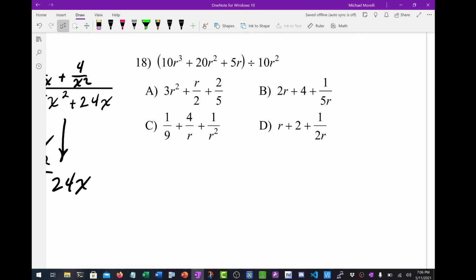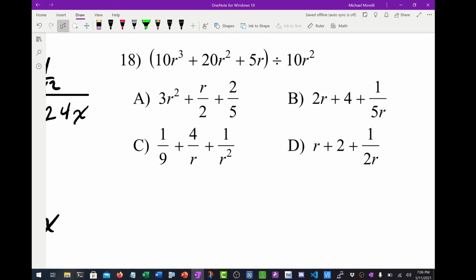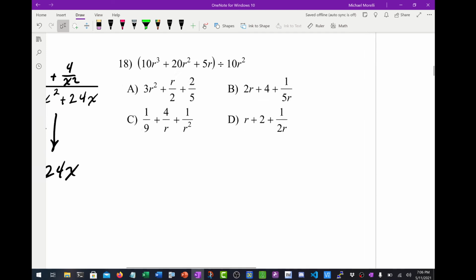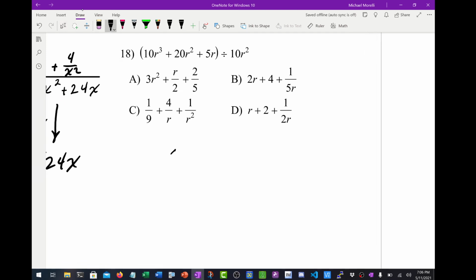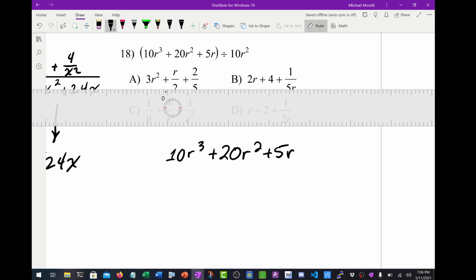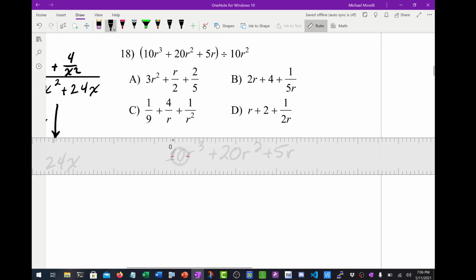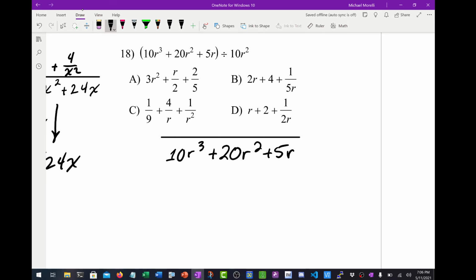And moving on to number 18. We're going to divide 10r cubed plus 20r squared plus 5r by 10r squared. So the first thing we're going to do is rewrite this: 10r cubed plus 20r squared plus 5r. We're going to divide by 10r squared.